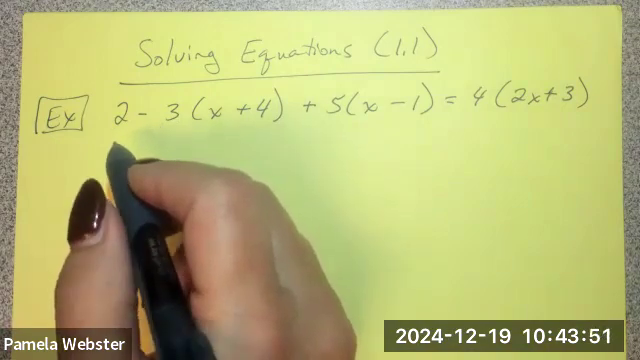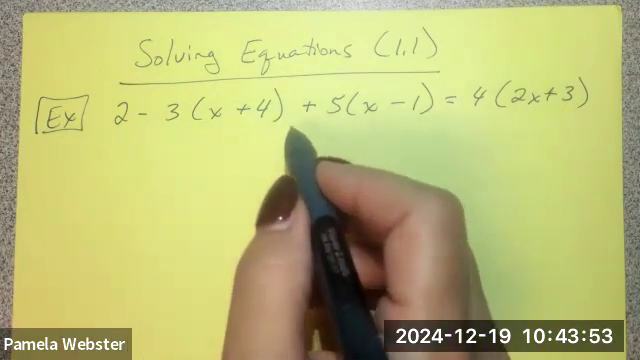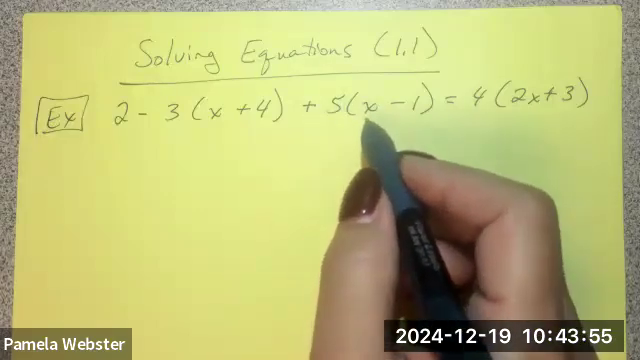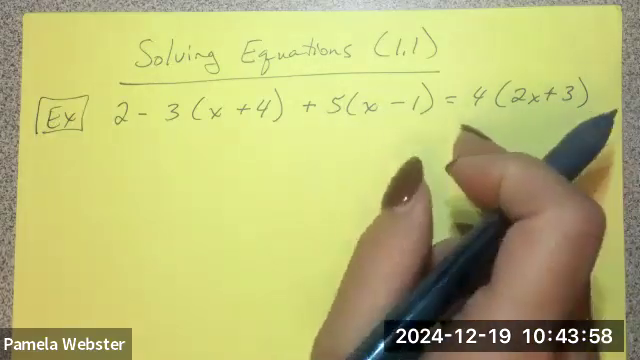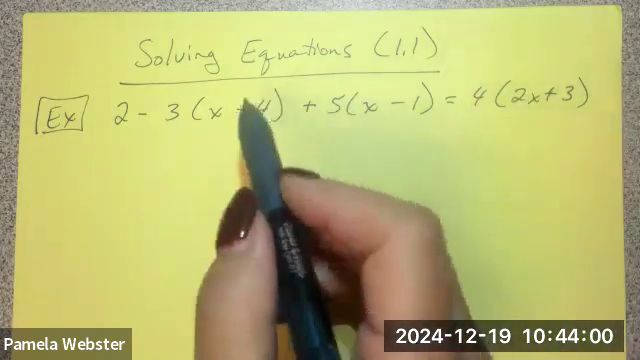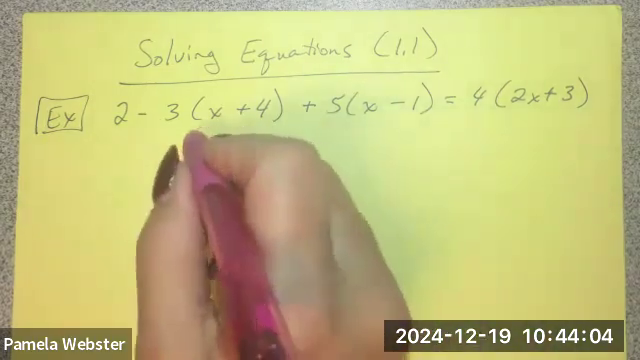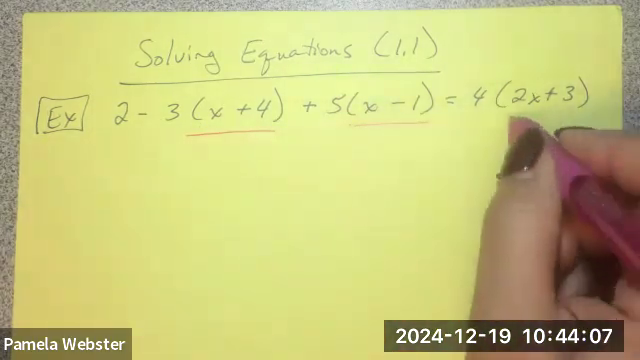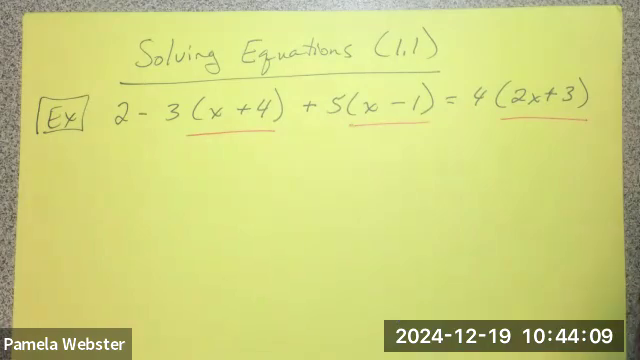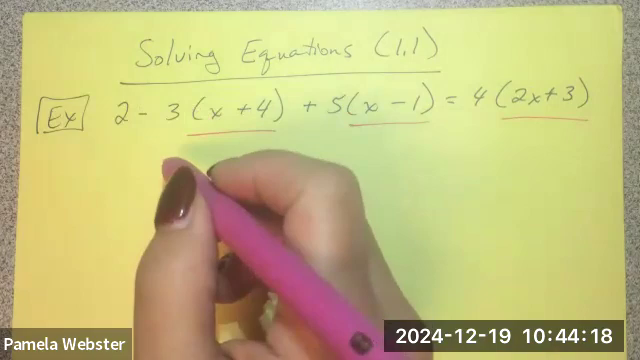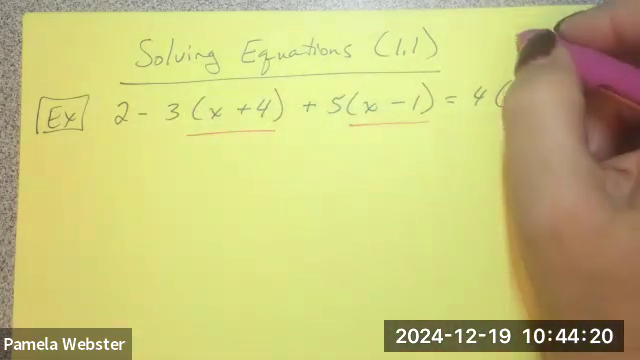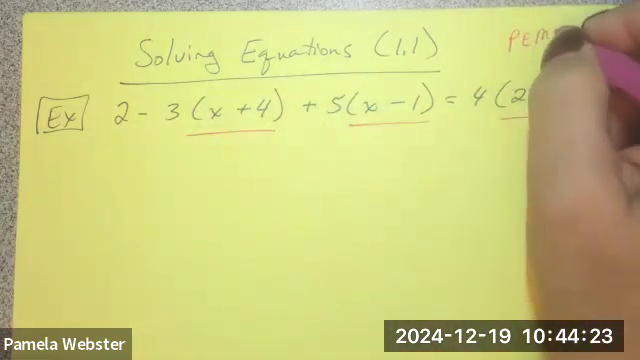So my first example is 2 minus 3 times (x plus 4) plus 5 times (x minus 1) equals 4 times (2x plus 3). And it is important that as you write these problems down, you pay special attention to those things that are in parentheses, and you work on that as we go because it's going to make a difference, right?